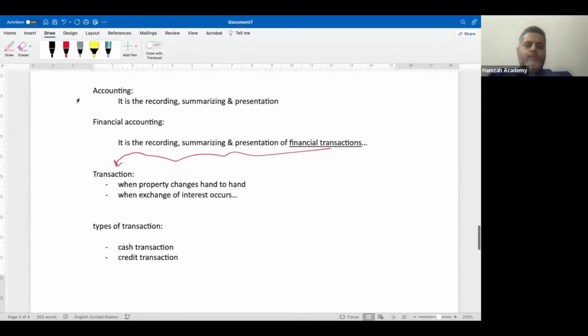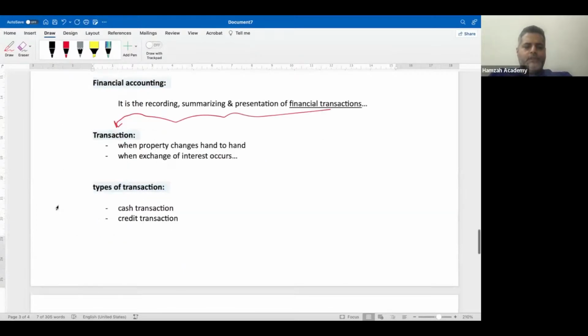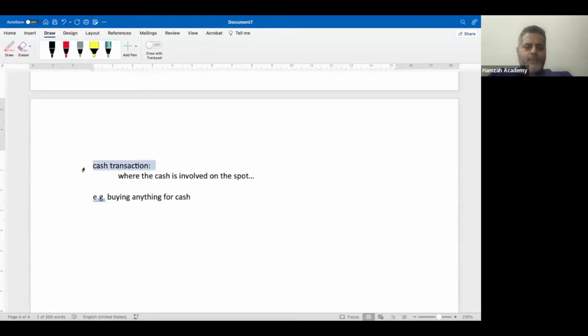First we talked about the transaction: when property changes hand to hand or when exchange of interest occurs, it's called a transaction. Then we talked about the types of transaction: a cash transaction and a credit transaction. A cash transaction is the one in which the cash is involved on the spot. A credit transaction is the one where the cash is involved at some later stage, for example, when you buy goods on credit. That is called a credit transaction.